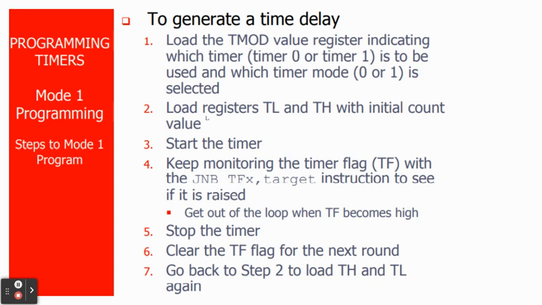For number 2, we load the registers TL and TH with the initial count value. But of course, we cannot just put any number on TL or TH. We need to calculate the value of these initial values for determining up to how many milliseconds, microseconds, or seconds your timer will be delayed. So we need to have some calculations for that.